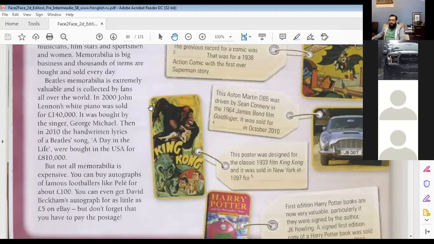George Michael. That's correct. So George Michael was the one who bought the piano.